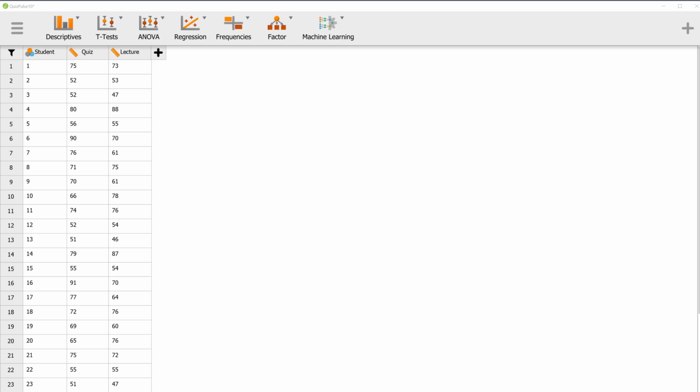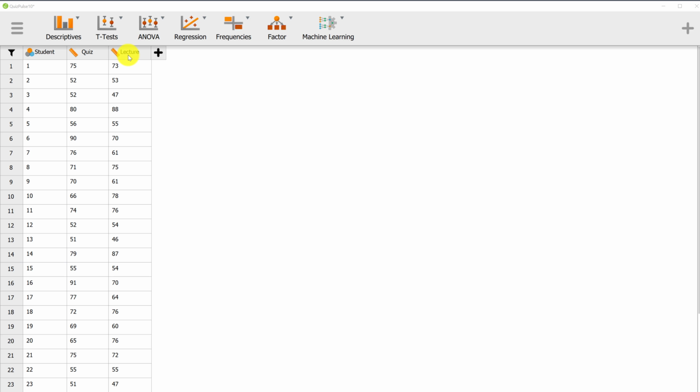In this video, I'm going to show you how to conduct a paired means t-test using JASP. This is also known as a repeated measures t-test or a dependent t-test. In this data set, we have 3 columns. The first column is the student ID number. The second column is their pulse rate in beats per minute while taking a quiz. And the last column is their pulse rate in beats per minute while listening to a lecture.